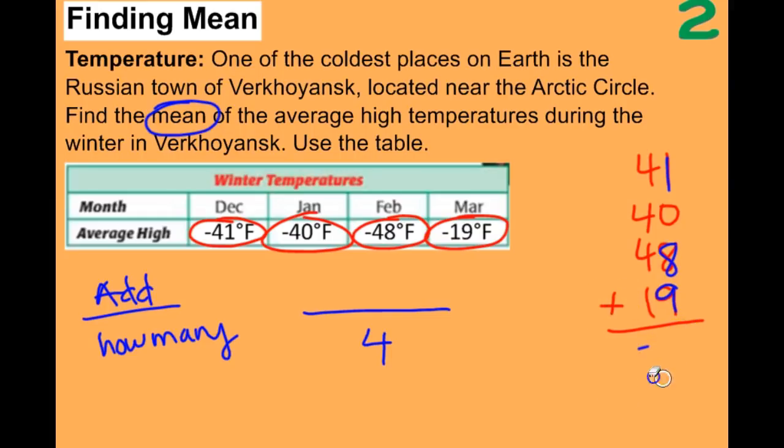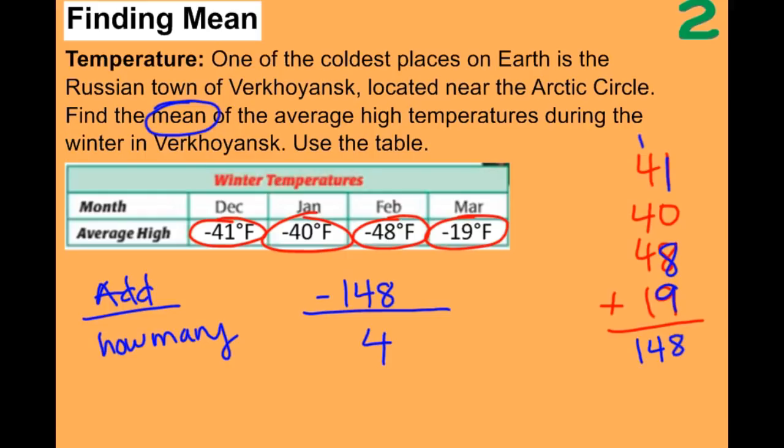So we have 18. 4 plus 1 is 5. 5 plus 4 gives us 9. 9 plus 4 is going to give us 13. And one more is 14. So 148. Those are all negatives. Alright, so we have 148 divided by 4.